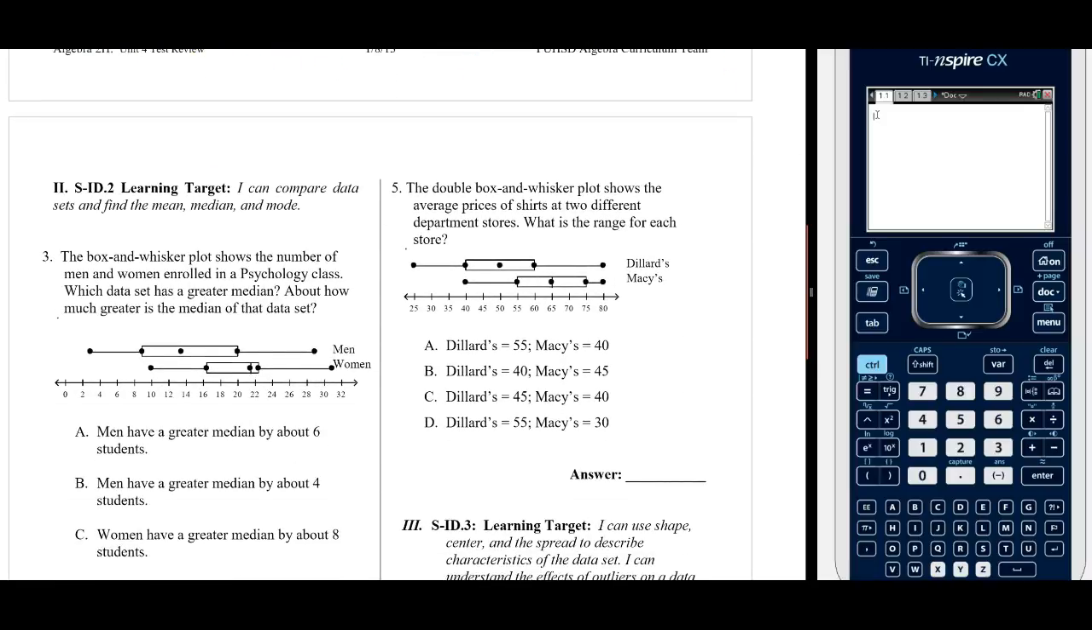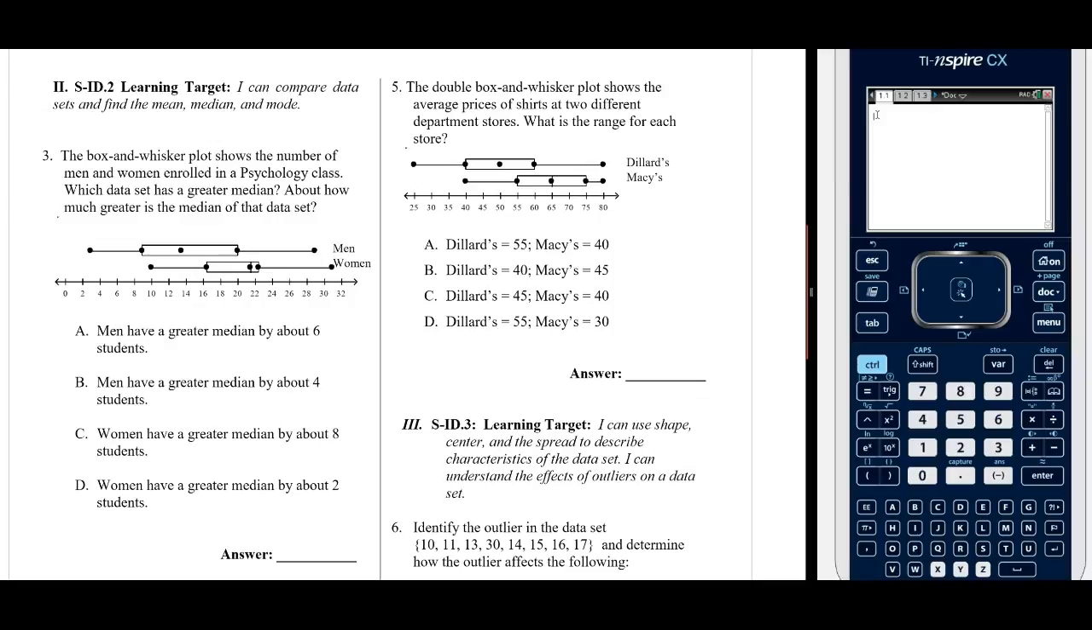Number 3, the box and whisker shows men and women enrolled in psychology. Which data set has a greater median? About how much greater is the median of the data set? So the median is the middle value. This one appears to be 13.5 maybe, and this median is 21.5. So 13.5 to 21.5, that's about 8. That's the women. Women have a greater median by about 8 students.